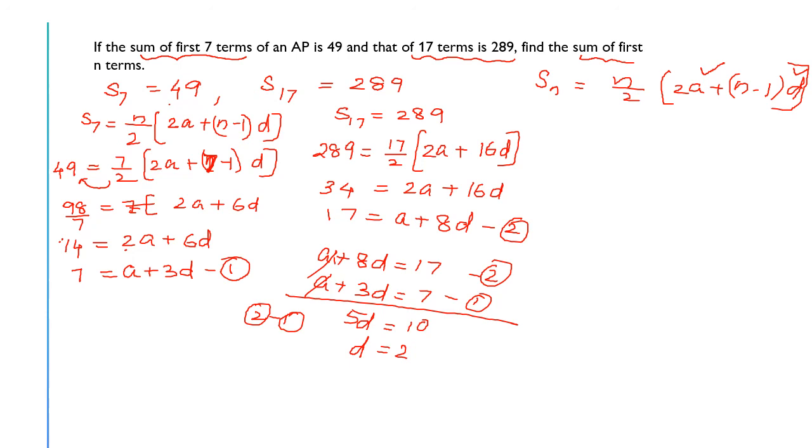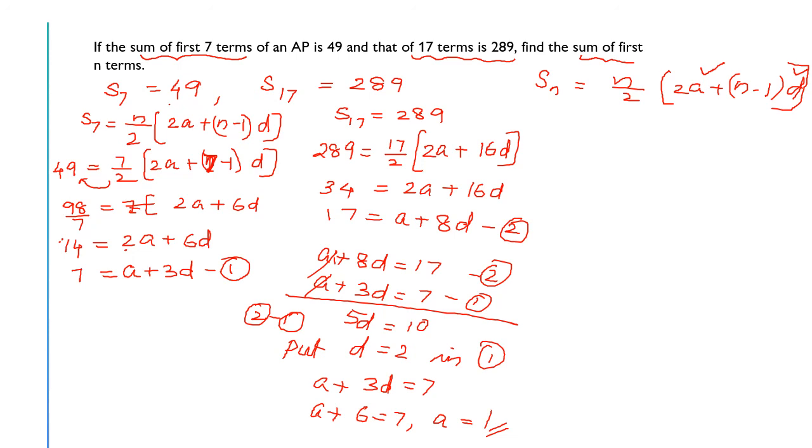Now how will you get a? Put d equal to 2 in the smaller equation. In 1 we'll put. So a plus 3d is equal to 7. You get a plus 6 is equal to 7, or a equal to 1. So we got a equal to 1 and d equal to 2.